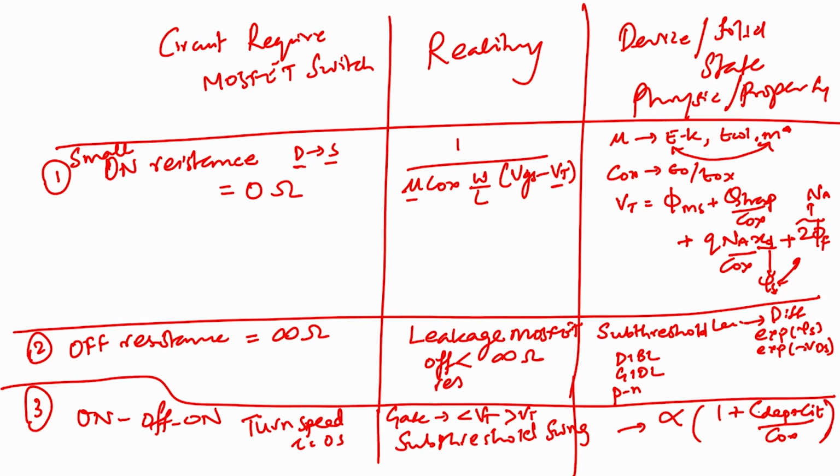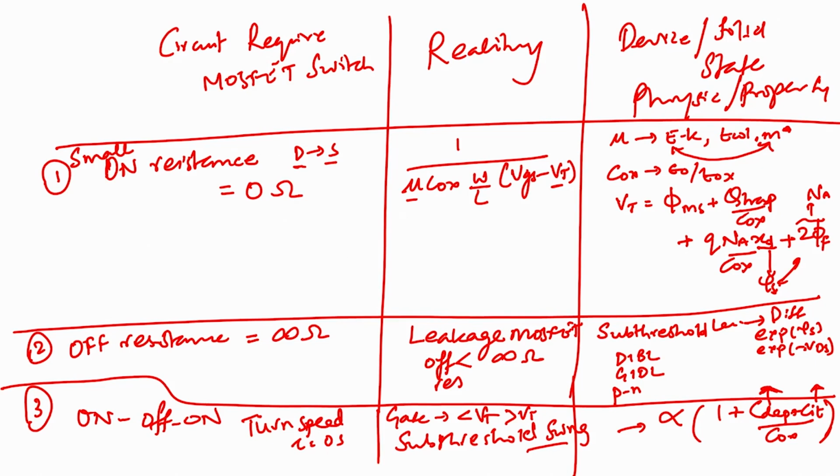So if your depletion capacitance is large, which can happen if your XT is small, which can happen due to high doping, and if your interfacial trap capacitance is large, then your subthreshold swing becomes very large. Which means that you need a larger gate voltage to make the current climb up by one decade.